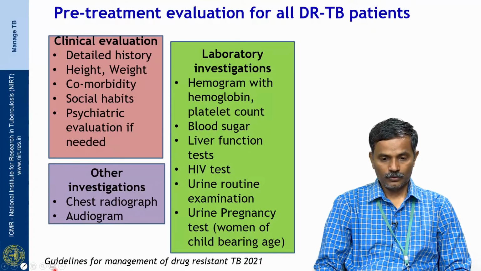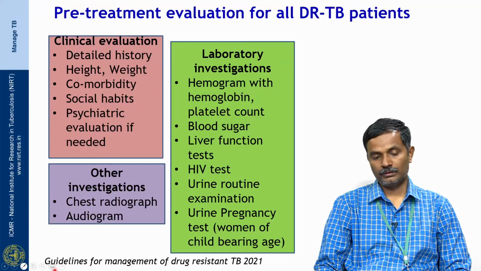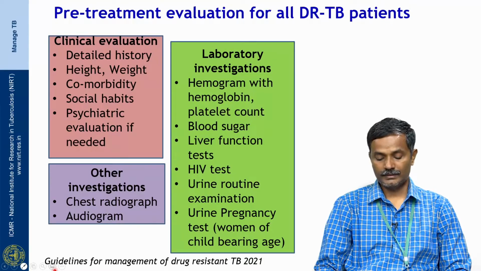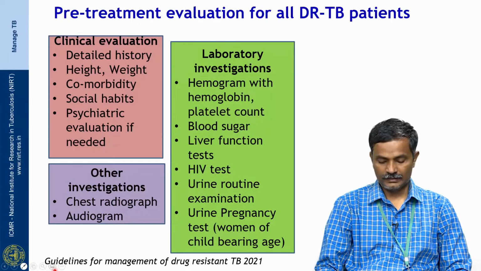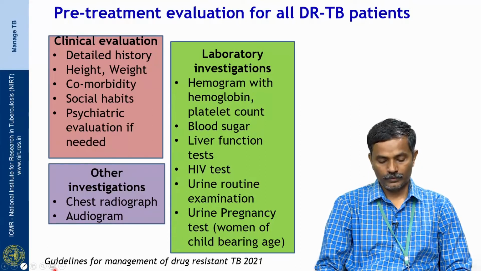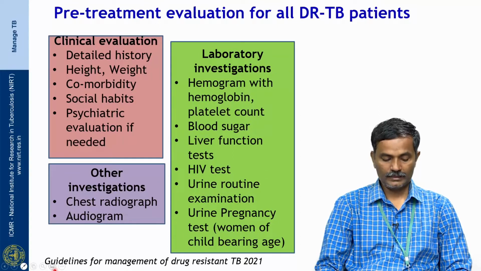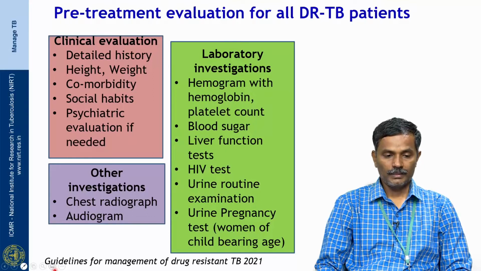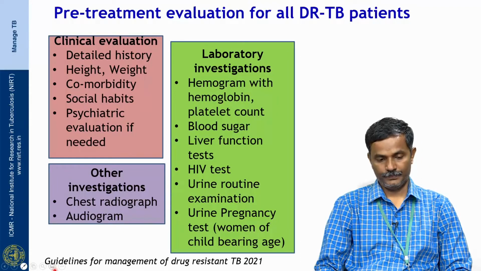It includes the clinical as well as laboratory part as well as the psychological part, that is counseling, which is also very important. The clinical evaluation includes a detailed clinical history of presenting symptoms as well as the previous TB treatment history, anthropometric measurements like height, weight and body mass index, comorbidities, social habits and other psychiatric evaluations.